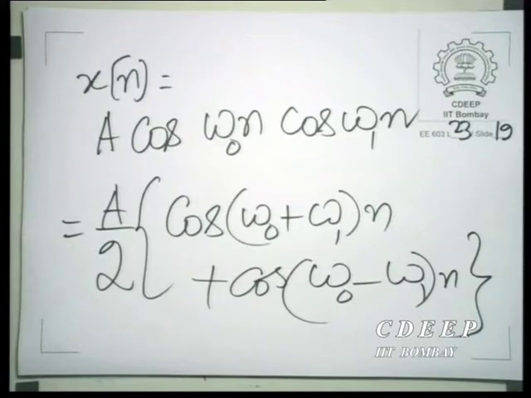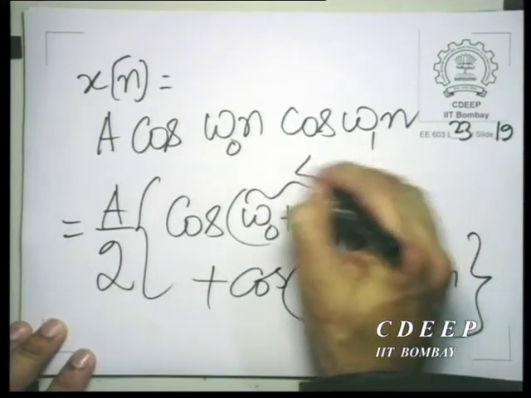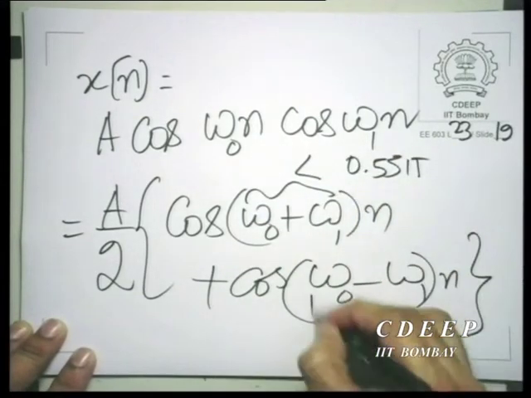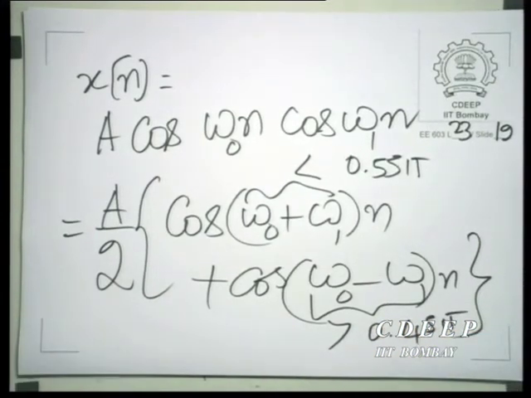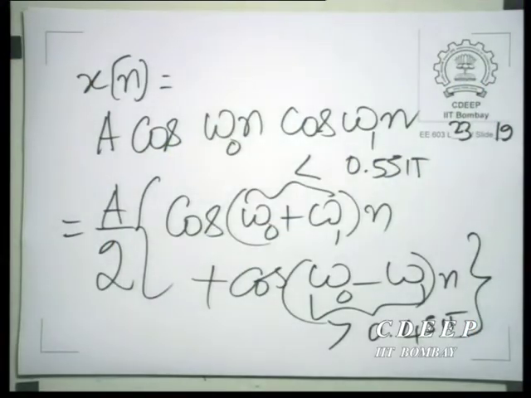Now, you were also told that omega naught plus omega 1 is strictly less than 0.55 pi, and that omega naught minus omega 1 is greater than 0.45 pi. What it really says is that these two sinusoids are well within the band of interest. So you are in a position to use the frequency response to find the output, and of course the system is linear and shift invariant. The input is a sum of two sine waves, so you can find the output by using the frequency response. That's the idea here.